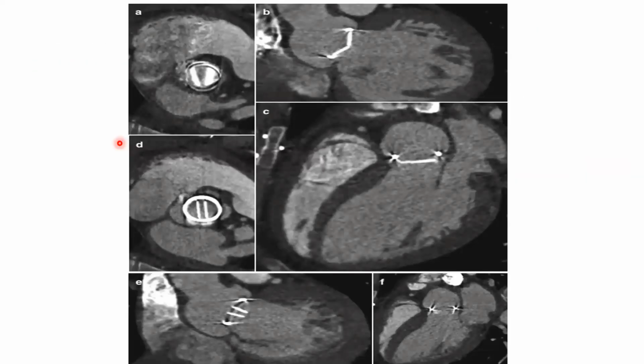And this example is for the safety of the heart. The rest of it is okay, but there is a mechanical valve. This mechanical valve is connecting between the LV and the aorta. So this is a mechanical aortic valve.